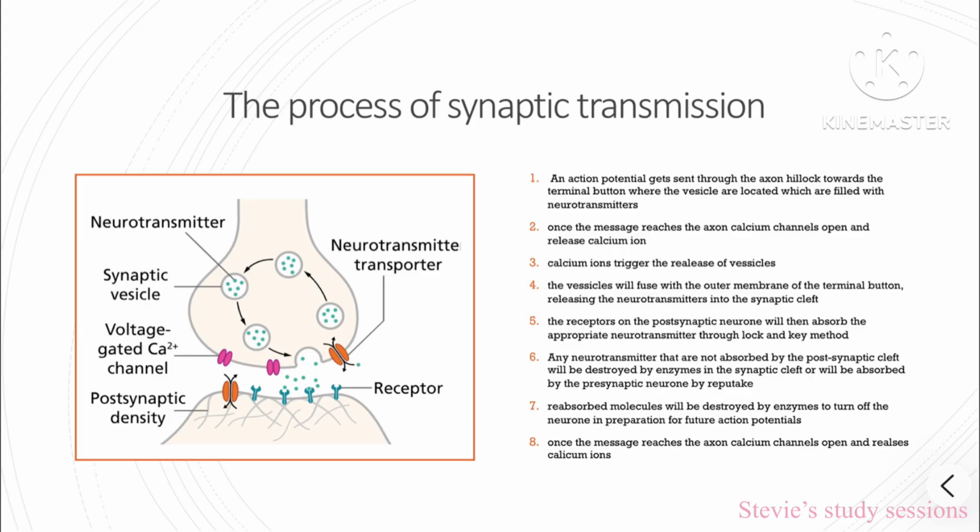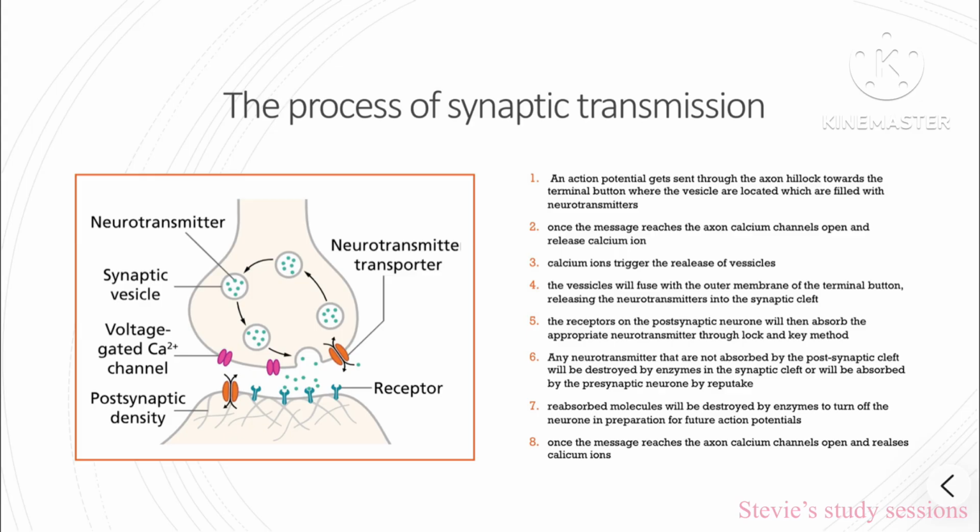3. Calcium ions trigger the release of vesicles. The vesicles will fuse with the outer membrane of the terminal button, releasing the neurotransmitters into the synaptic cleft. Receptors on the postsynaptic neuron will then absorb the appropriate amount of neurotransmitters through the lock and key method. Any neurotransmitters that are not absorbed by the postsynaptic neuron will be destroyed by enzymes in the synaptic cleft or will be absorbed by the presynaptic neuron by reuptake. Absorbed molecules will be destroyed by enzymes to turn off the neurons in preparation for future action potentials.